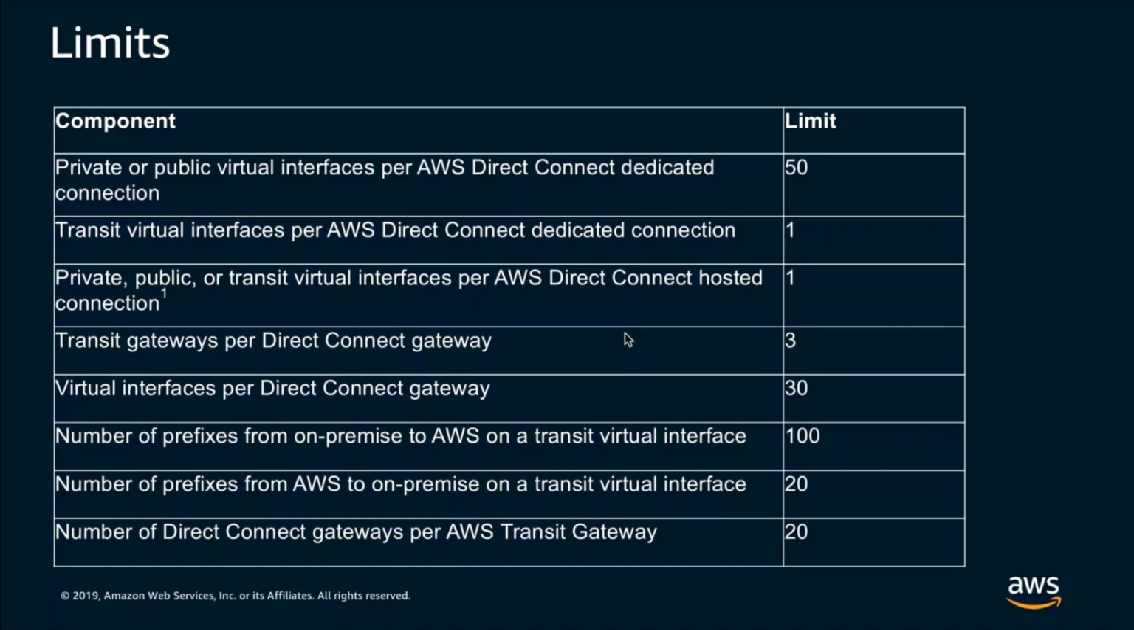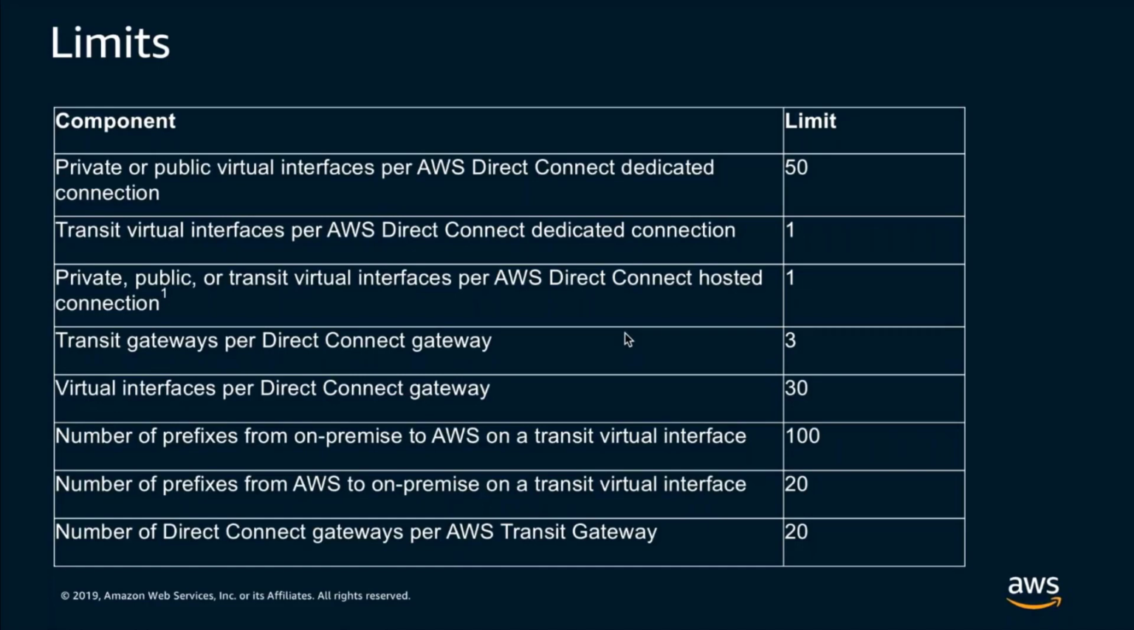For each Direct Connect gateway that is attached to the transit VIF, you can have up to 3 transit gateway associations. A Direct Connect gateway can support up to 30 virtual interfaces, so you can attach either transit virtual interfaces or private virtual interfaces to a Direct Connect gateway. You can have up to 30.